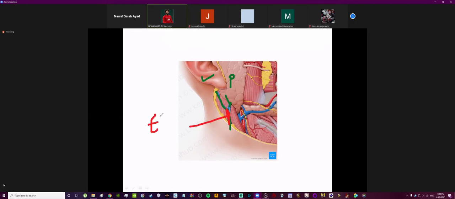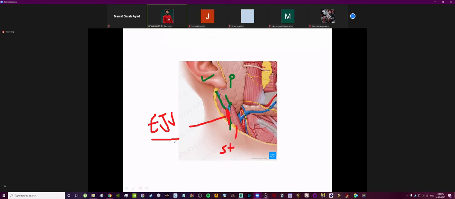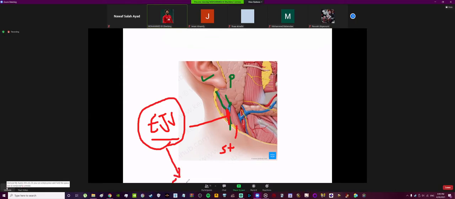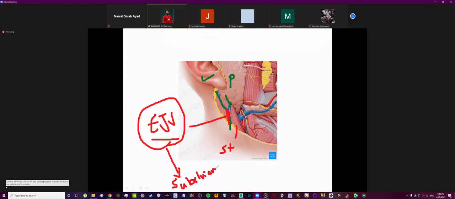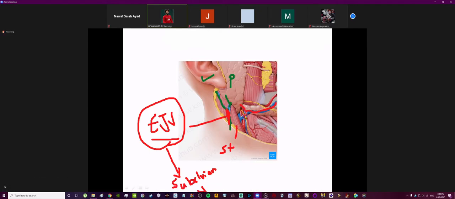External jugular vein, I love this vein. Any vein above the sternomastoid muscle, this is the sternomastoid, will be the external jugular vein, and this vein will terminate in the subclavian. If I ask you what is the termination of this vein, it is the subclavian. This is the anterior facial, which unites with the anterior division of the retromandibular to form the common facial, which will terminate in the internal jugular. The internal jugular is usually deep to the sternomastoid.